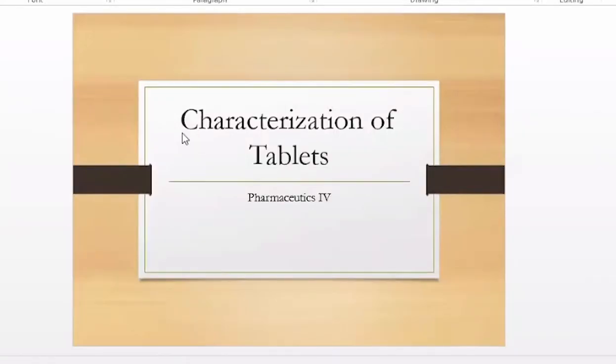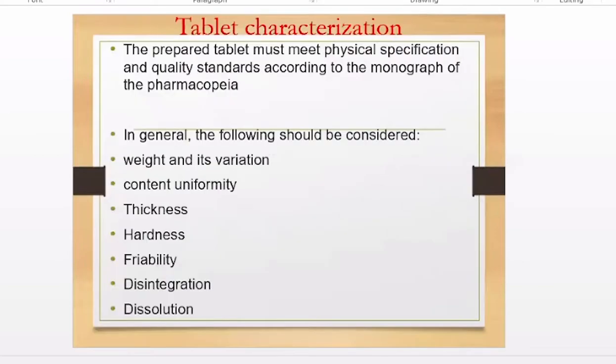is basically simply assessing the quality of the tablets that you have manufactured to see if they meet the required specifications before they can be packaged for marketing. So there are a number of things that we have to look at. The prepared tablets must meet physical specification and quality standards according to the monograph of the pharmacopeia.